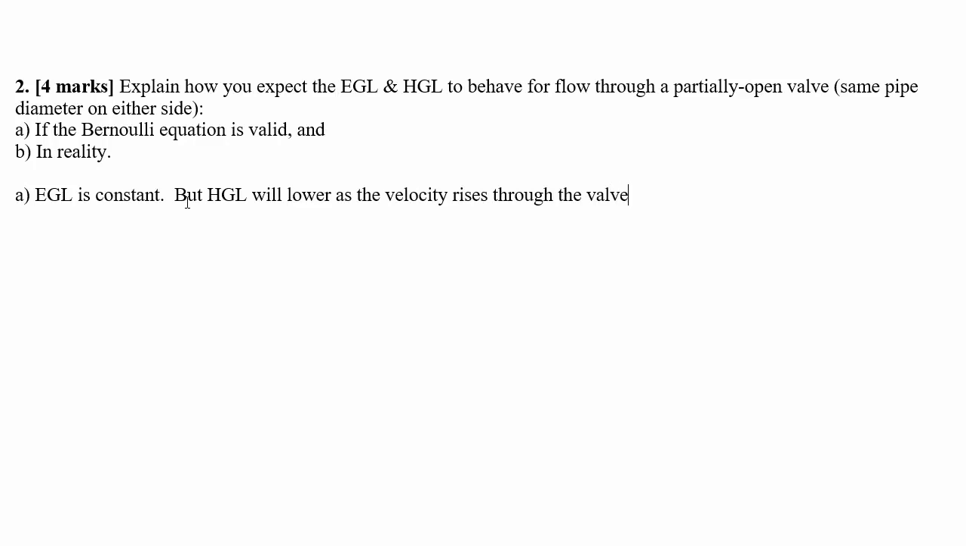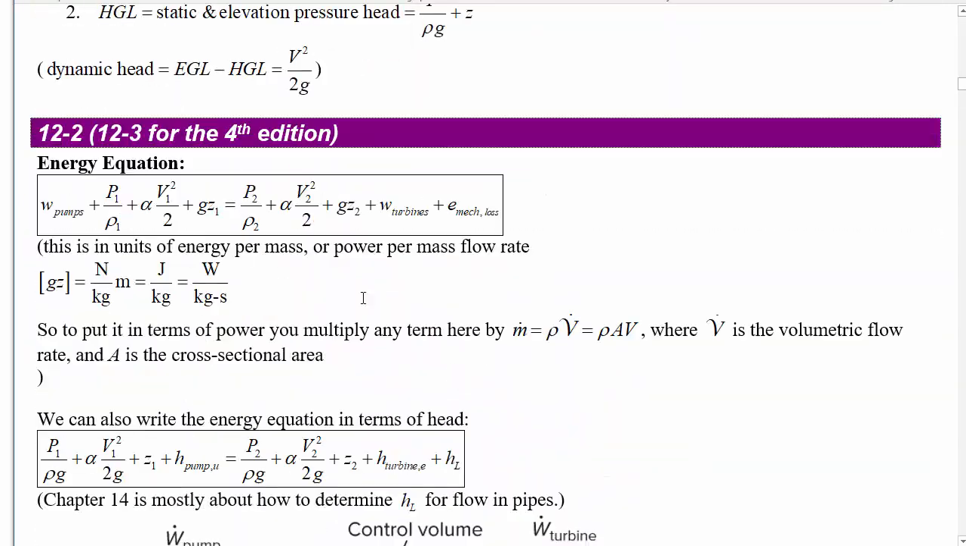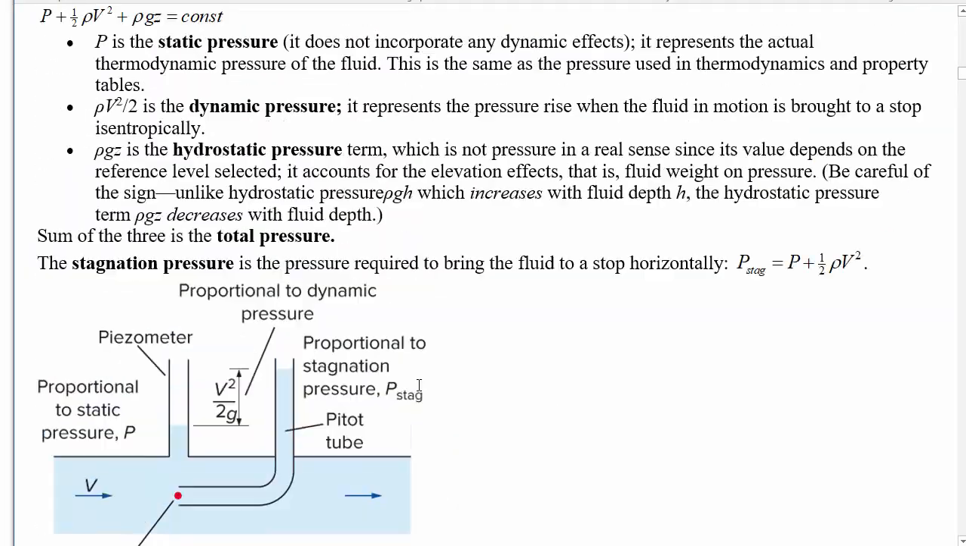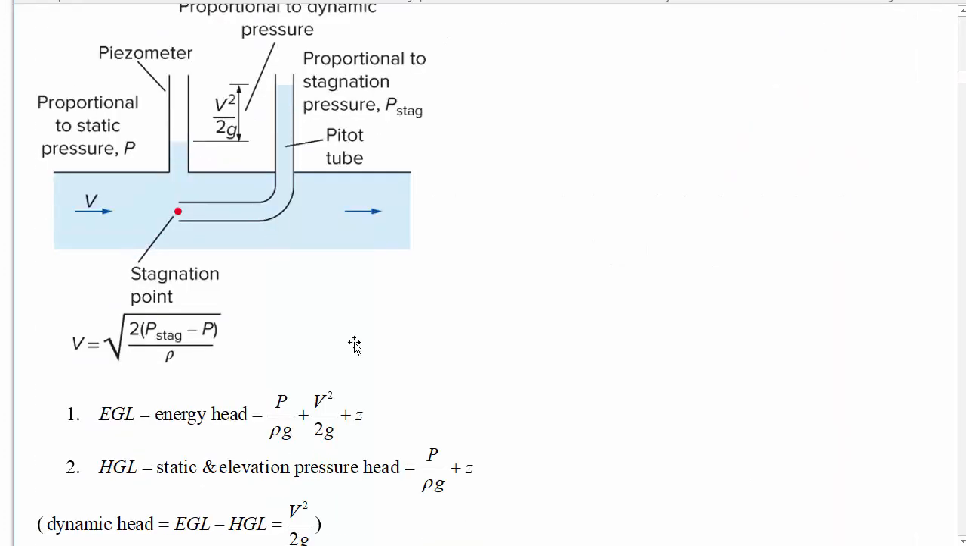Since the volumetric flow rate has to be constant as we're moving across the valve, then because the partly open valve has a smaller area, it has to have a higher velocity, which means the HGL, which doesn't include the velocity part, has to be lower. Let's just remind ourselves where that information is. Did we put that in the summary note?